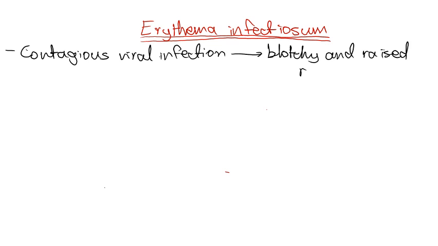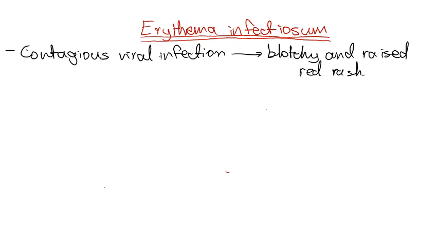So once again, blotchy essentially means that it looks very irregular in its shape, and it may be darker in some areas compared to others. And raised means that it's inflamed, because one of the 5 cardinal signs of inflammation is swelling. So if the rash itself is raised, then there has to be some element of inflammation present as well.